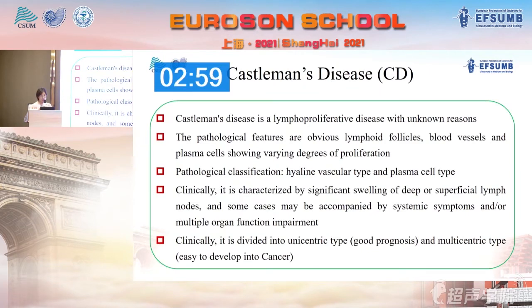What is Castleman disease? It is rarely seen clinically and is a lymphoproliferative disease with unknown reasons. The pathological features are obvious lymphoid follicles, blood vessels, and plasma cells showing varying degrees of proliferation. Clinically, it is characterized by significant swelling of deep or superficial lymph nodes, and some cases may be accompanied by systemic symptoms. And it is divided into unicentric type and multicentric type.